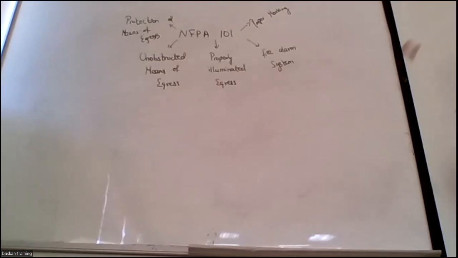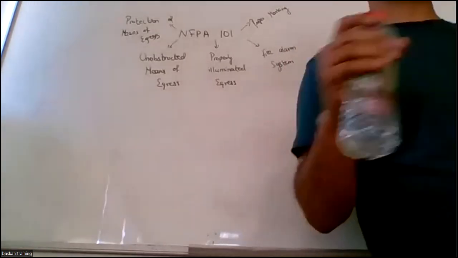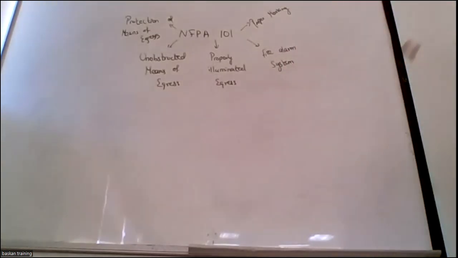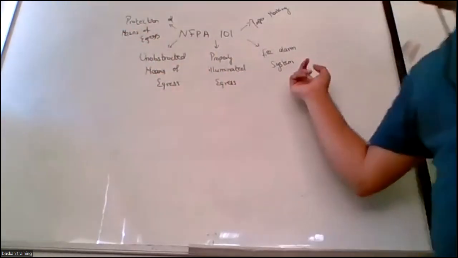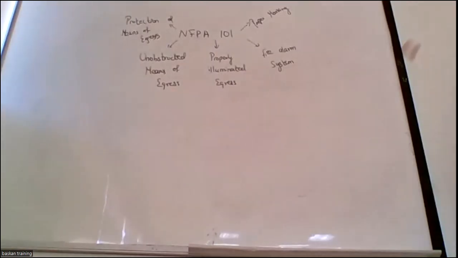There are actually a lot of parameters on which NFPA 101 is based. But whenever we are talking about residential occupancies, the basic parameters are the ones that tend to evacuate people in the shortest possible time.